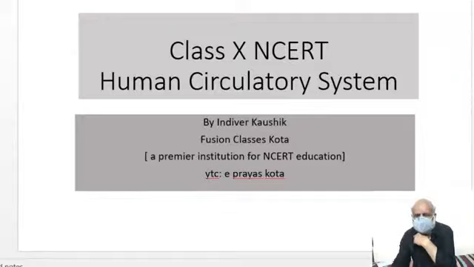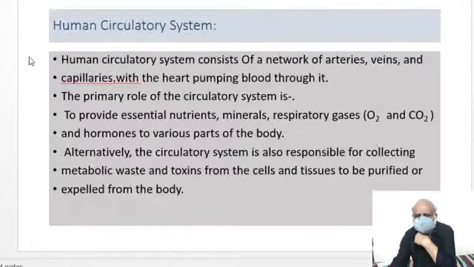Dear students, today we will start with Human Circulatory System, Class 10th NCERT, Chapter 6, Life Processes. Let us recall, human circulatory system consists of a network of arteries, veins, and capillaries with the heart pumping blood through it.